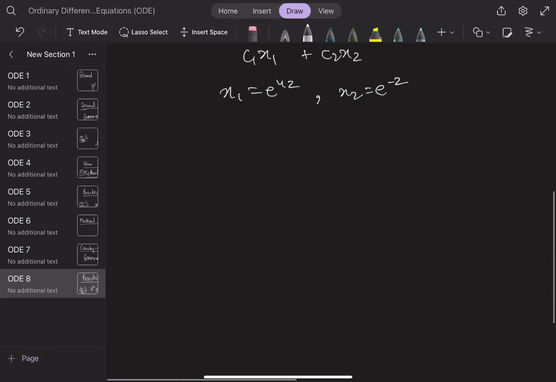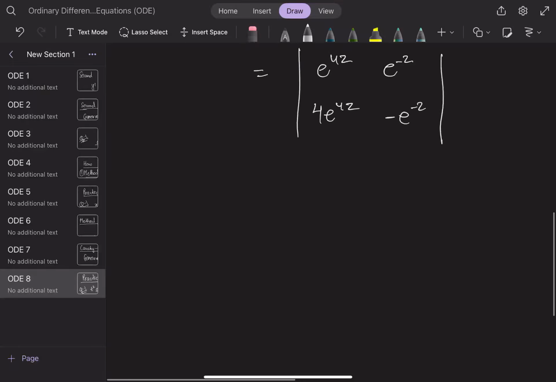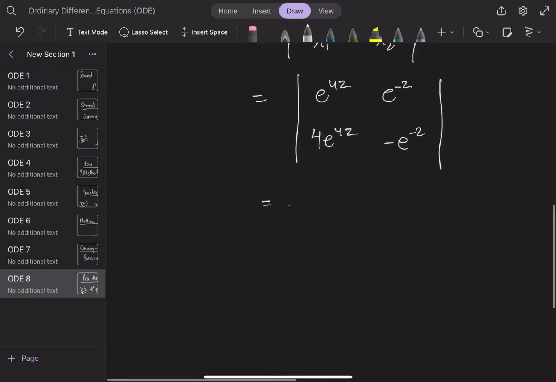So using this, let's find our PI. I am using the method of variation of parameters so that we can practice that as well. So W is equal to x1, x2, x1 dash, x2 dash. So it's e raised to 4z, e raised to minus z, 4 times e raised to 4z, minus e raised to minus z. So let's multiply this. We get minus e raised to 3z minus 4 e raised to 3z. So that's minus 5 e raised to 3z.